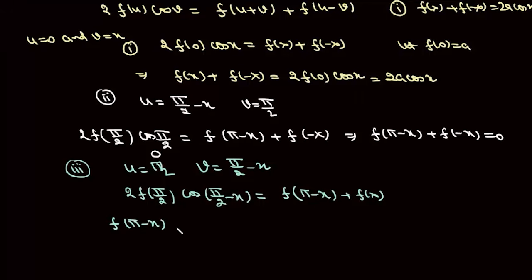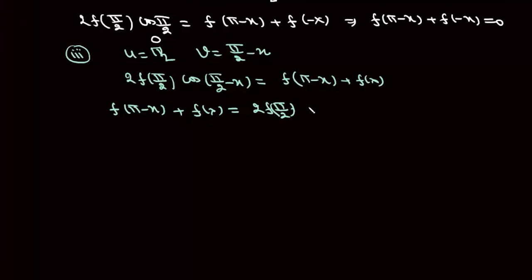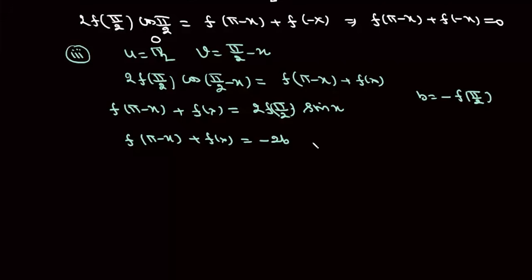which we can write f(pi - x) + f(x) will be 2f(pi/2) cos(90 - x) is simply sin x, and since we need to prove it, this is -2b sin x, so we'll take b as -f(pi/2). So we can write f(pi - x) + f(x) will be -2b sin x.